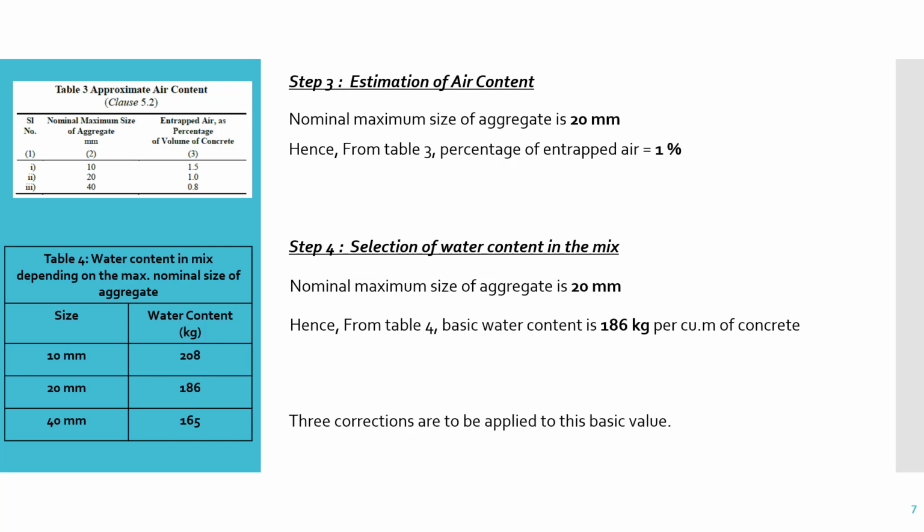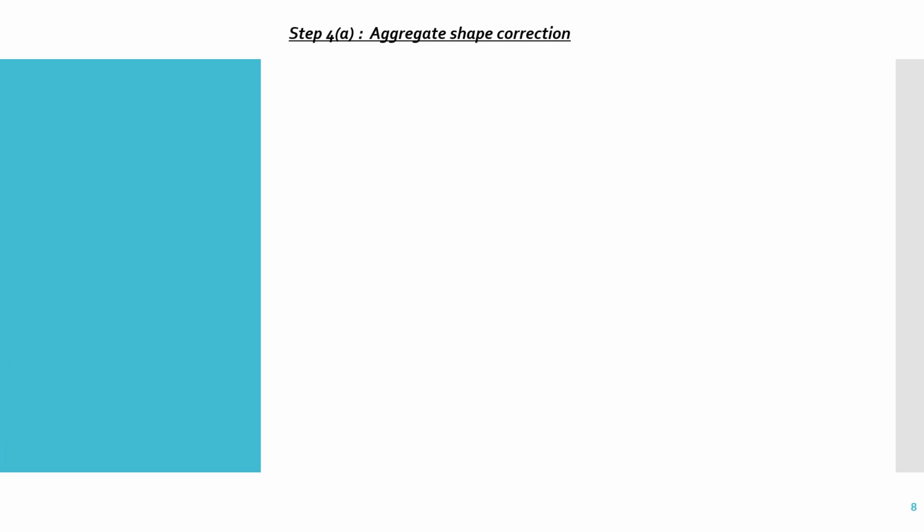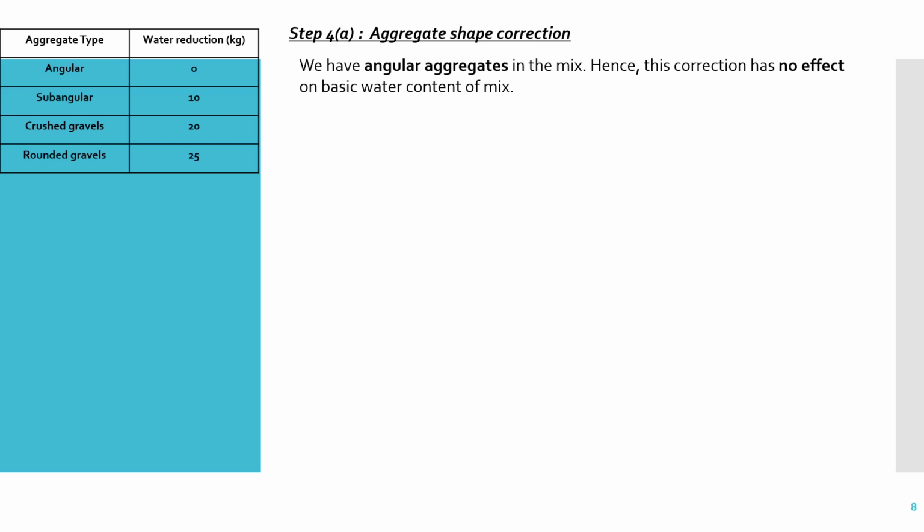To this value, 3 corrections need to be applied. Correction 1 is for aggregate shape correction. In the problem statement, we have angular aggregates, so there is no need to apply this correction, or simply subtract 0 from the basic quantity. Now we have WC1 equal to 186 kg per cubic meter of concrete.